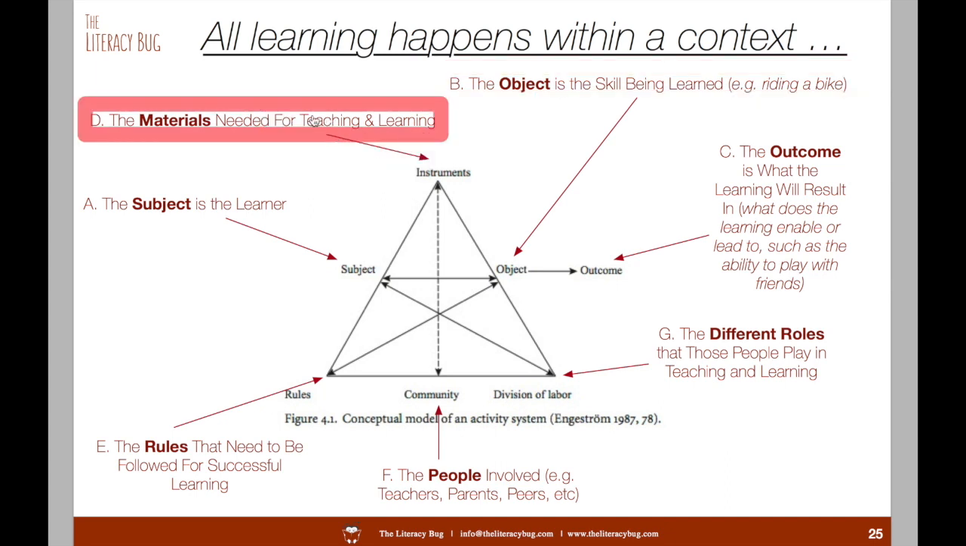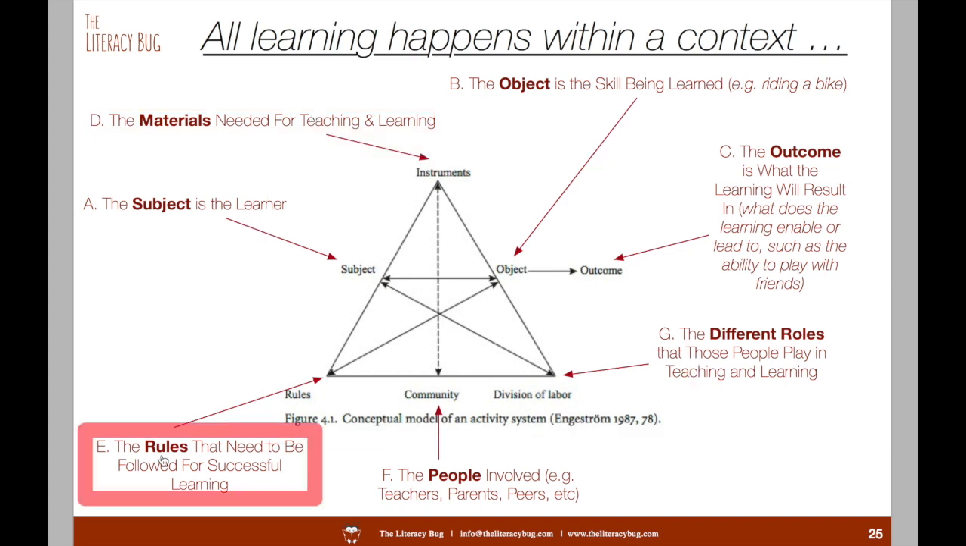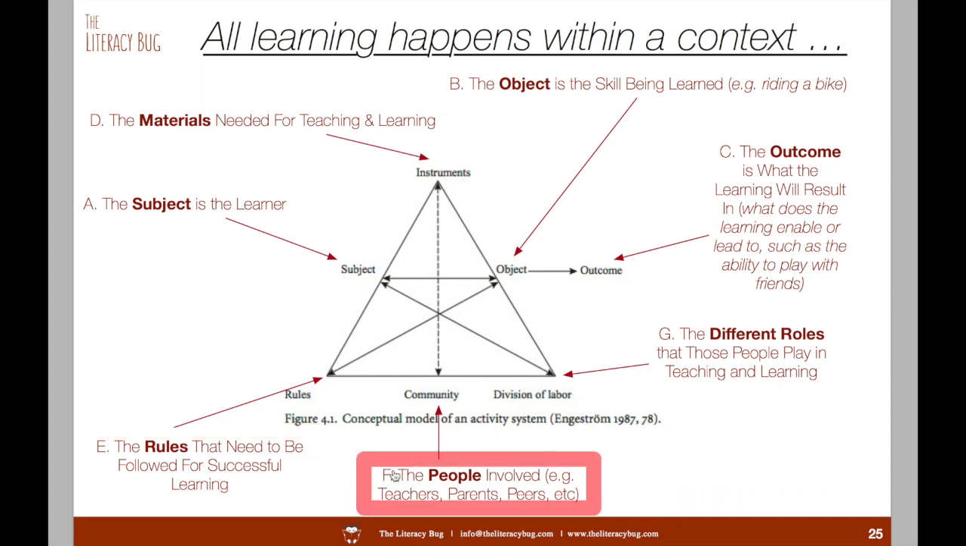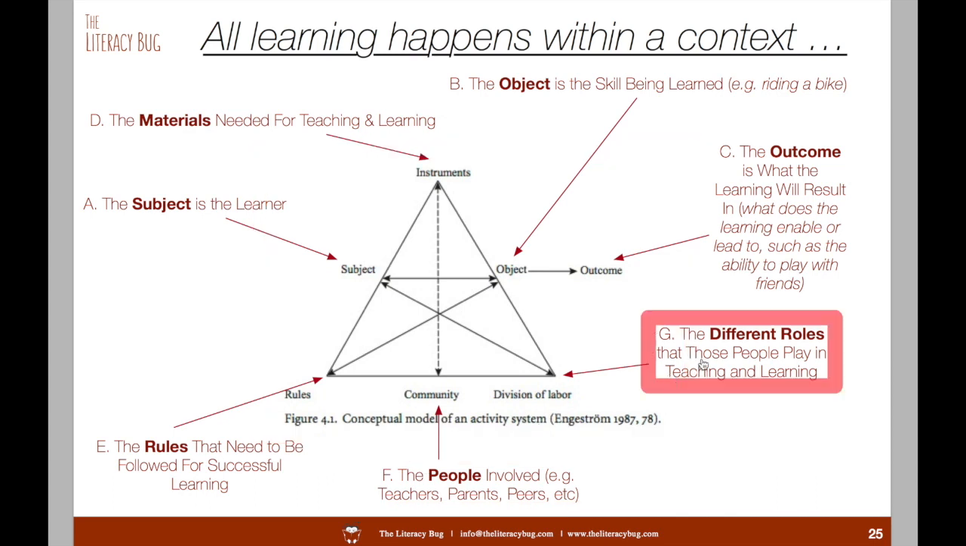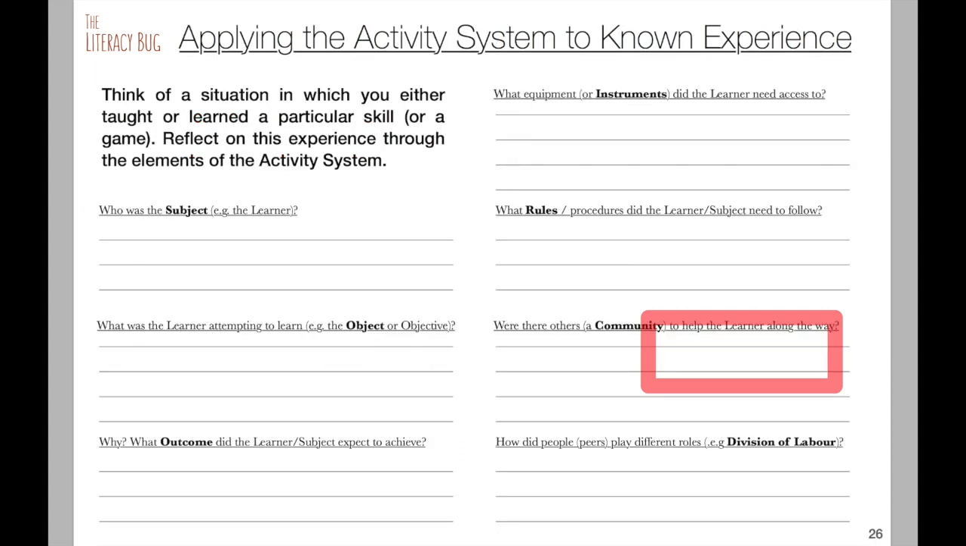Now, going back to the inner circle, I need certain materials, certain equipment to learn. I need to learn certain rules to be successful. I need to have certain people to show me how to learn. So whether it's teachers as well as peers and parents, I need a community around me to do this. And those different people play different roles. So the teacher plays a particular role, the peers play a particular role, and there's a community that reinforces that learning.